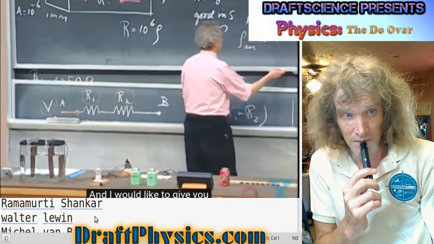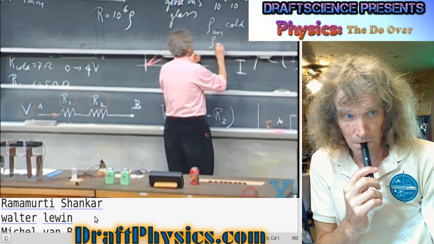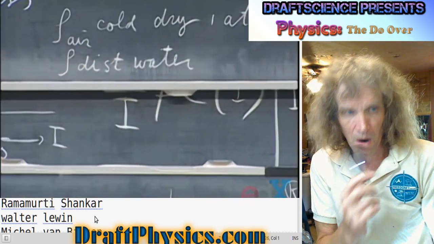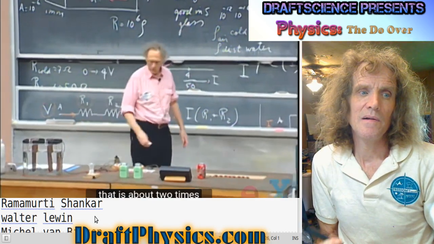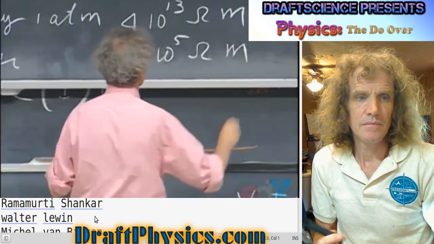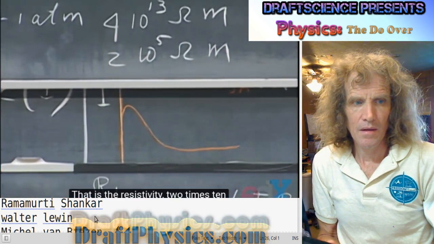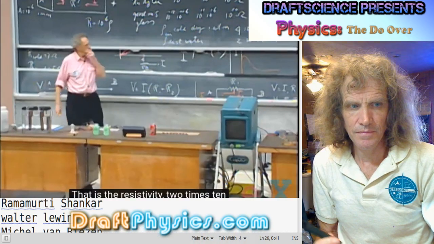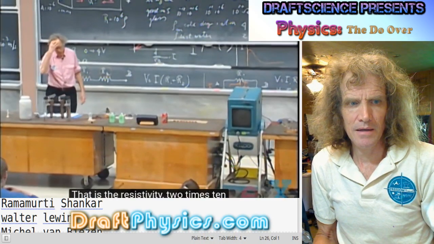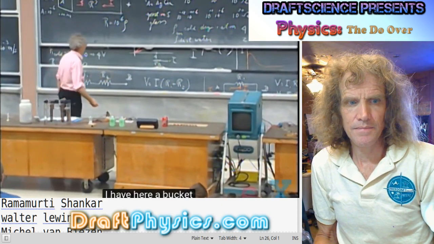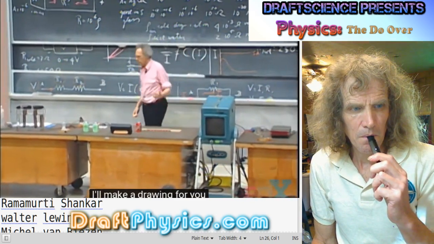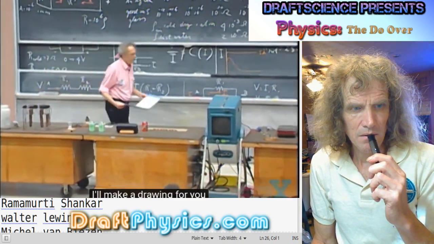And I would like to give you the number for water. So this is distilled water. That is about 2 times 10 to the 5 ohm meters. That is the resistivity. 2 times 10 to the 5 ohm meters. About half as bad as I have here a bucket of distilled water. I'll make a drawing for you on the blackboard there.